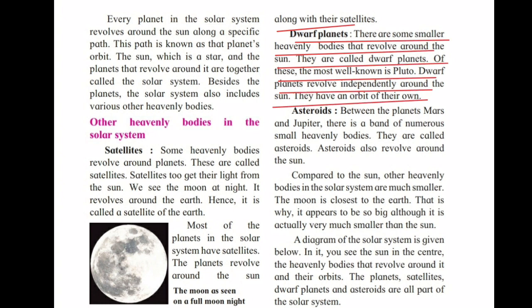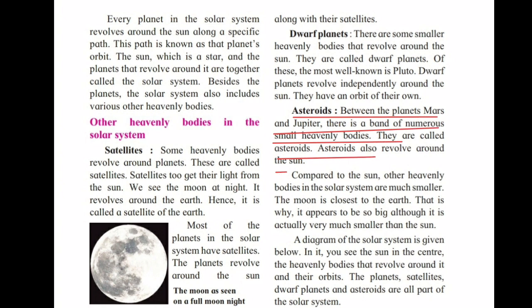Dwarf planets. There are some smaller heavenly bodies that revolve around the sun. They are called dwarf planets. Of these, the most well known is Pluto. Dwarf planets revolve independently around the sun. They have an orbit of their own. Asteroids. Between the planets Mars and Jupiter, there is a band of numerous small heavenly bodies. They are called asteroids. Asteroids also revolve around the sun.